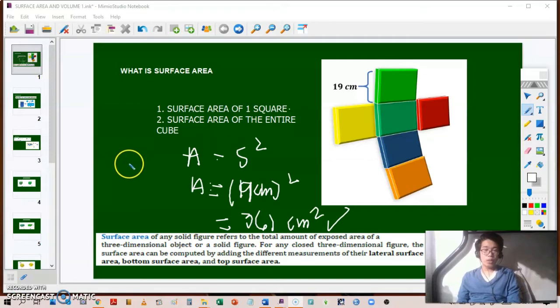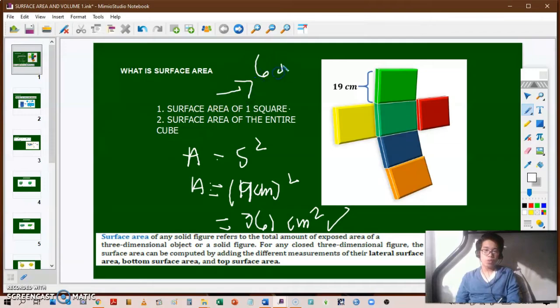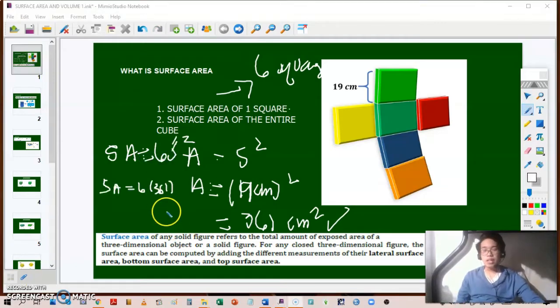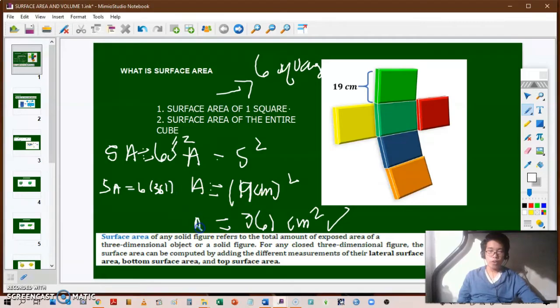Now that we got the area for one square, we want to know the surface area of the entire cube. Since there are 6 squares in our figure here, we simply have to multiply 6 to S squared in order to get the surface area of the cube. So that's going to be 6S squared. The surface area is equal to 6 times 361. We got that from the value of our S squared.